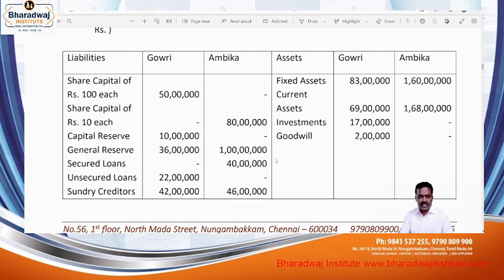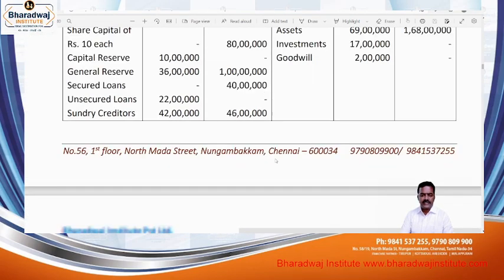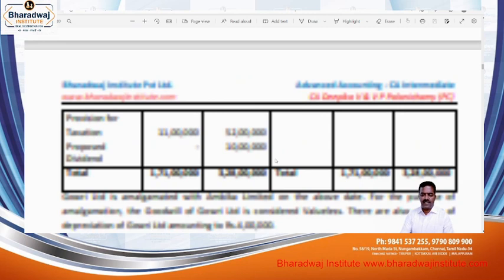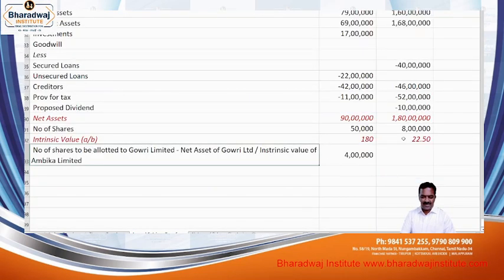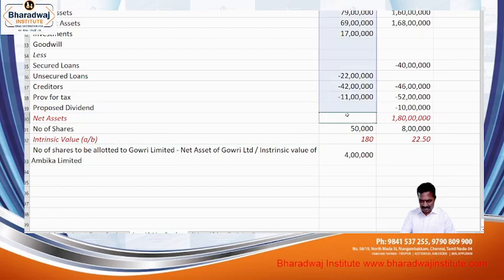Wait, who's taking over which company? So Ambika is taking over. The second column is the purchasing company, the first column. Yeah. Correct.